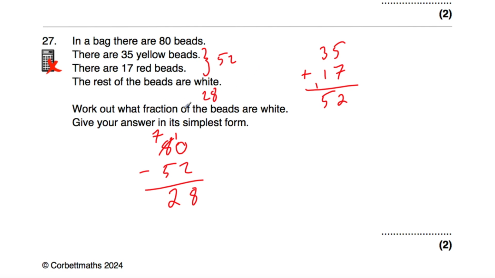And we've been asked to write down what fraction of the beads are white. So there's 80 altogether, so it's 80 on the denominator. And 28 are white. So it's going to be 28 80ths. And now we've been asked to cancel it down. They're both divisible by 4. We can divide both the numerator and denominator by 4 here. 28 divided by 4 is equal to 7. And 80 divided by 4 is equal to 20. So it's going to be 7 20ths. And that's cancelled down as simply as we can.